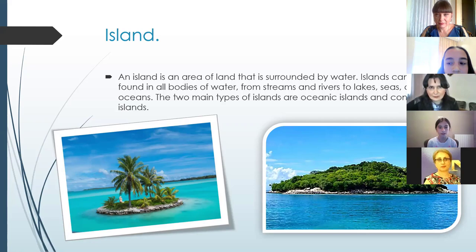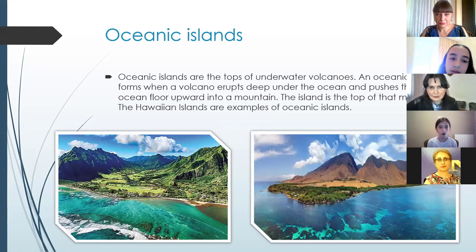Oceanic islands. Oceanic islands are the types of underwater volcanoes. Oceanic islands form when a volcano erupts deep under the ocean and pushes the ocean floor upward into a mountain. The island is the top of the mountain. The Hawaii Islands are an example of oceanic islands.